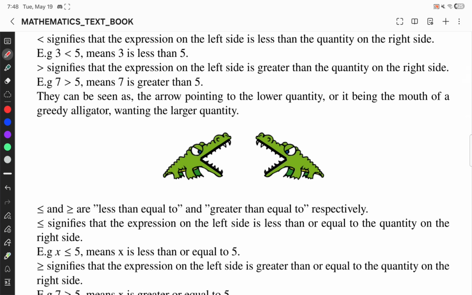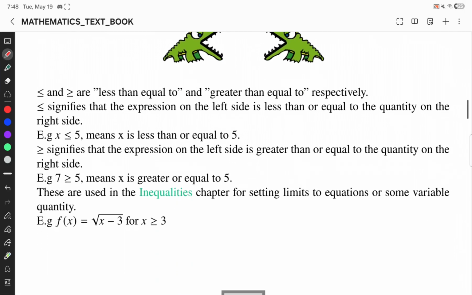It can also be seen as the arrow pointing to the lower quantity, or being the mouth of a greedy alligator wanting the larger quantity. Okay, so yeah, it is also the opposite. These face the smaller magnitude number. Okay, these are less than and greater than symbols.